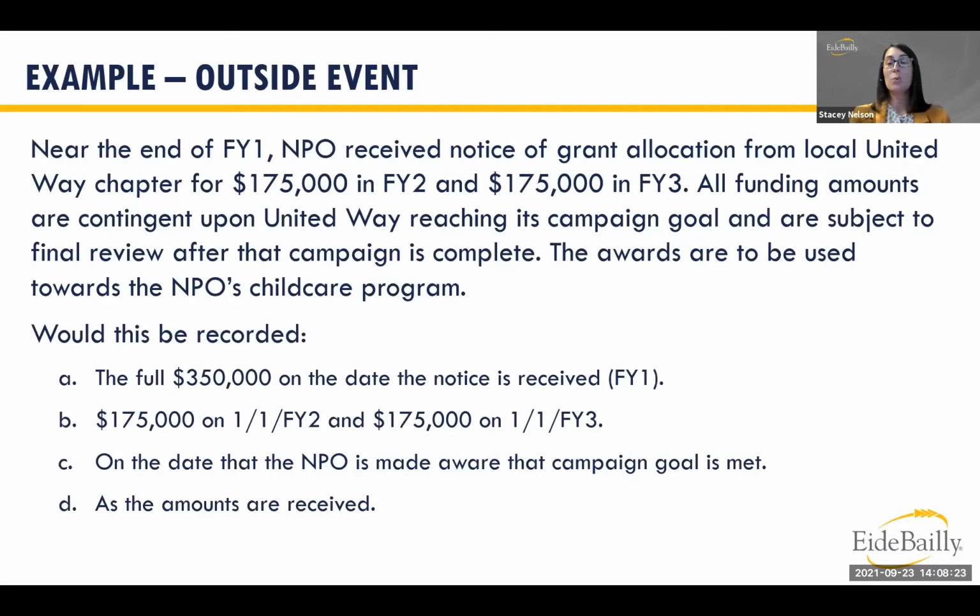Well, the answer here is it really could be C or D. It depends on whether the nonprofit is made aware, if they would even know that the campaign goal was met. If they are made aware, then you would record the revenue on that particular date. If you weren't made aware, you would record the revenue as those amounts are being received. So this is an example of the outside event, where something is happening outside of the organization's control, and that's one of those measurable performance barriers.